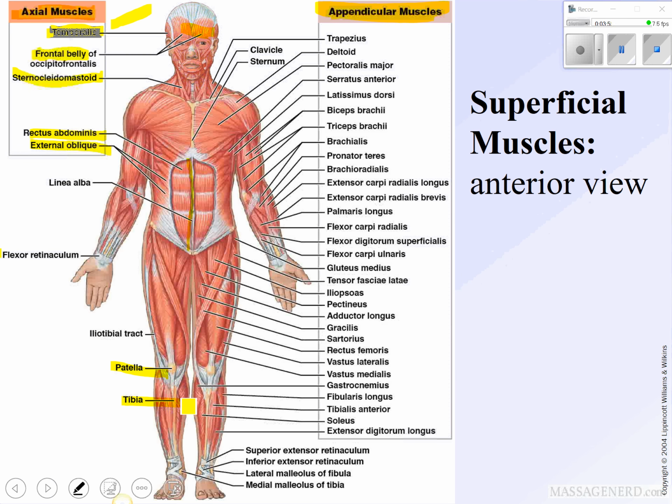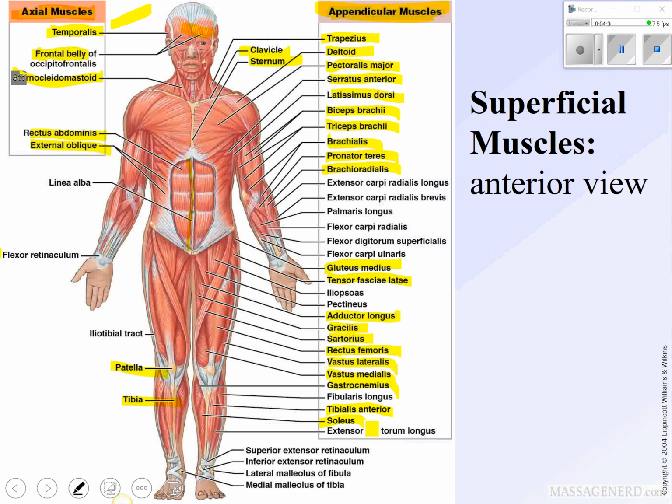Patella, of course, and the tibia bone showing, so they're putting it on there. Trapezius, clavicle, sternum, deltoid, pectoralis major, serratus anterior, latissimus dorsi, biceps brachii, triceps brachii, brachialis, pronator teres, brachioradialis. You need to know gluteus medius, tensor fasciae latae, known as your TFL, adductor longus, that's one of the adductor muscles, the gracilis, sartorius, rectus femoris, vastus lateralis, vastus medialis, gastrocnemius, tibialis anterior, and soleus. Okay, those are the ones you have to know.